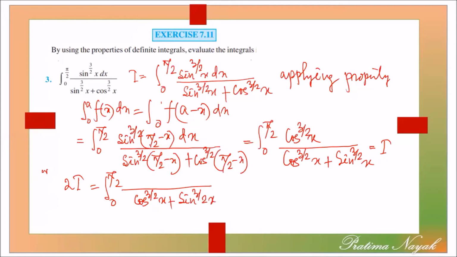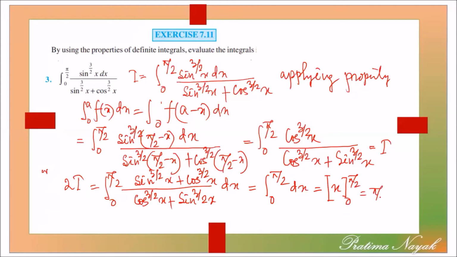That means what we are getting can be applied for any power of sine and cos. It is 3 by 2. Last time we saw that it was root 2. It may be to the power 5, to the power 6, whatever, you will get the same expression and you will get the same result. So this will be x from 0 to pi by 2. It will be pi by 2 minus 0. So twice I is equal to pi by 2, or I is equal to pi by 4.